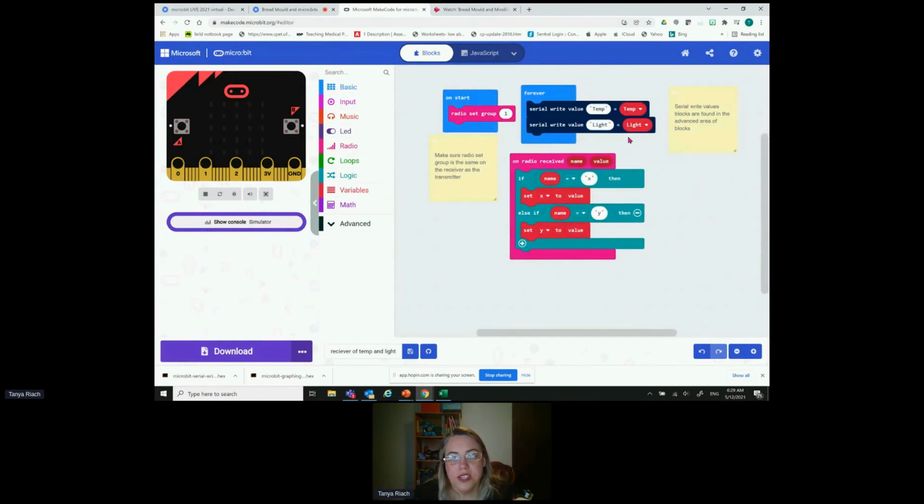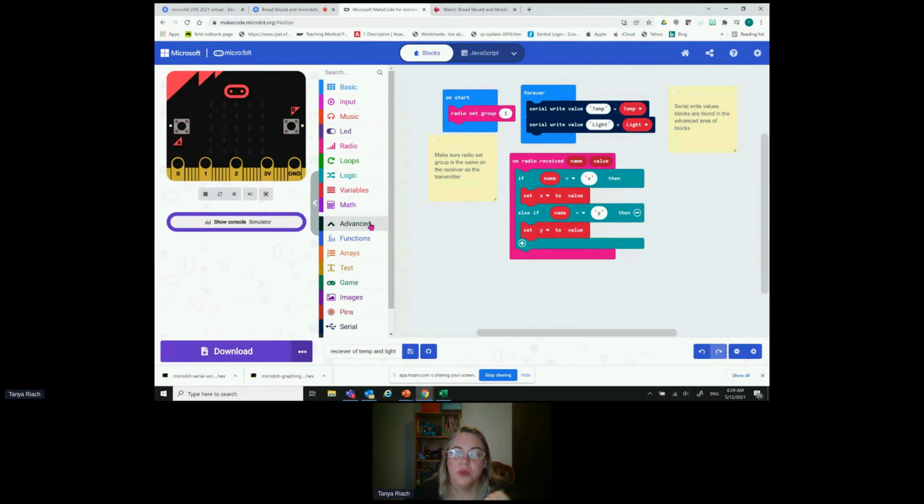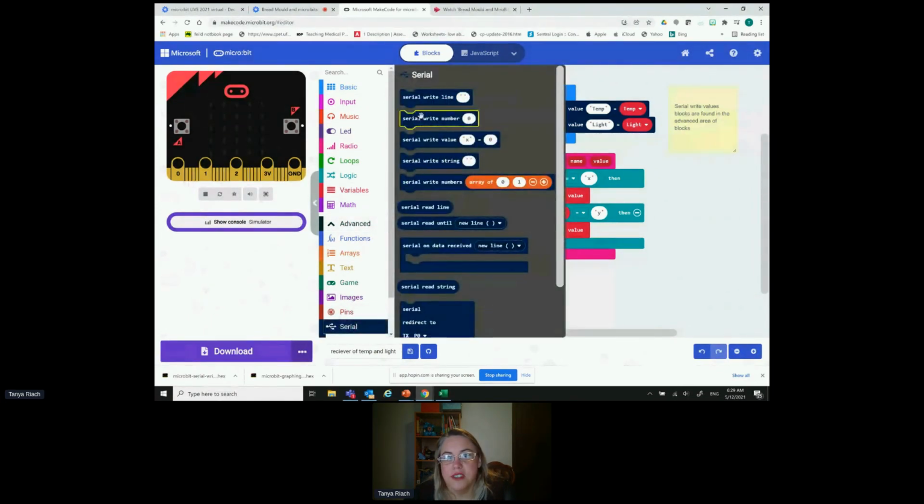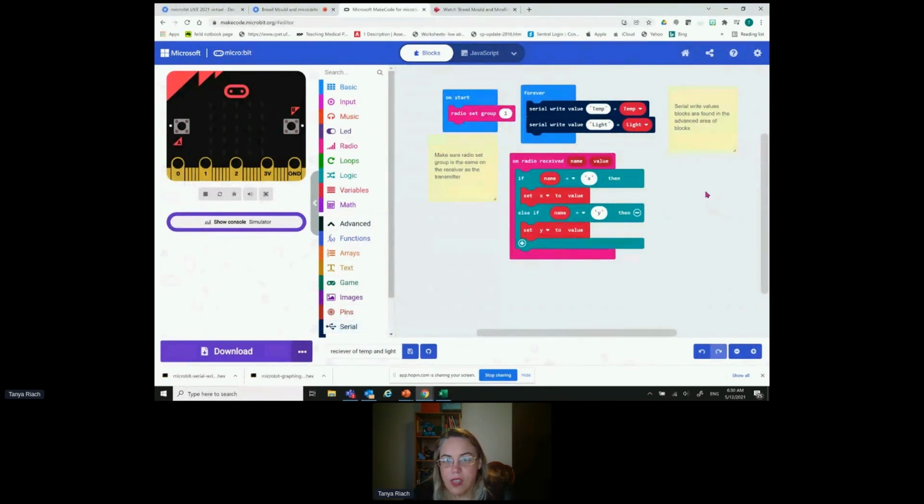When there were multiple groups in the class, just changing that set group and giving each group a number so that the information didn't get confused between the different microbit groups was very handy. Also then using the serial write values, students again weren't sure where to find them, so we were just letting them know that you would go into the advanced, into serial to find those right numbers and right values. And then once the radio information has been received, having the name and the value as those options.